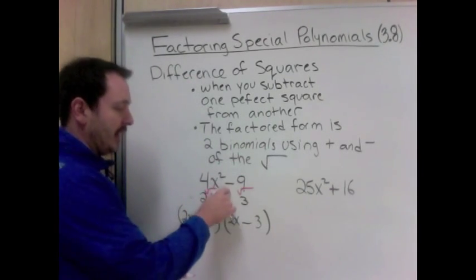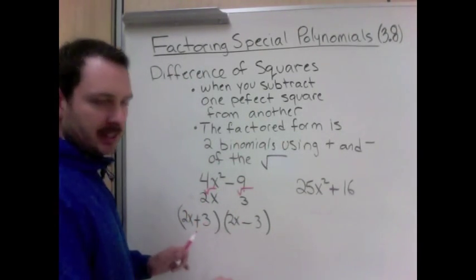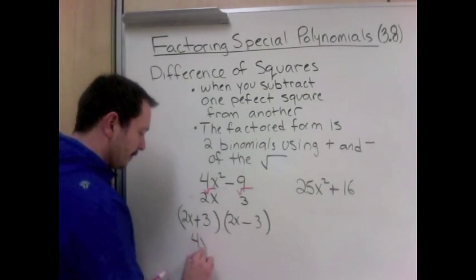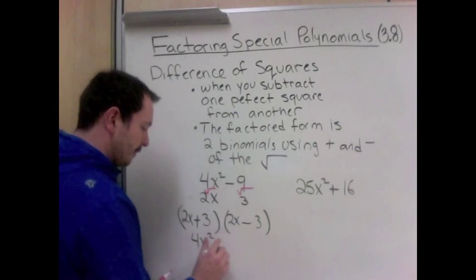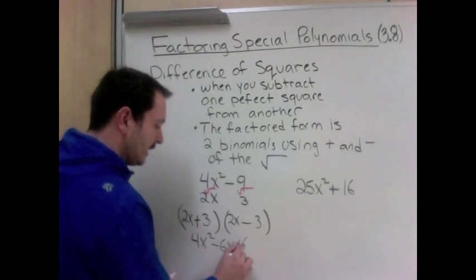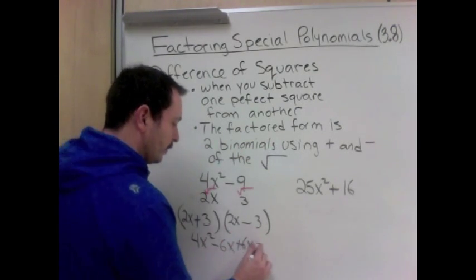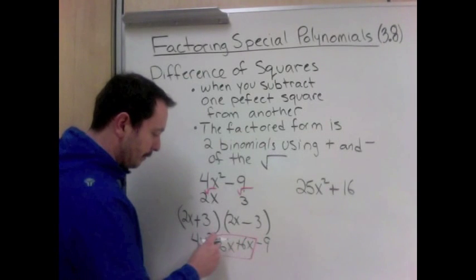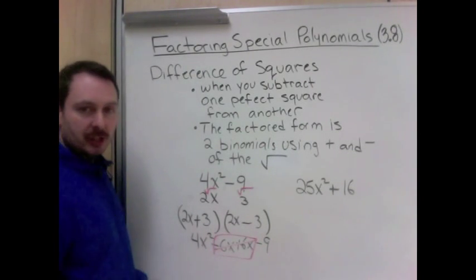If you were to FOIL this, the reason there's no middle piece, we're used to having trinomials where it'd be an x squared, an x, and a number. What happens is if we were to FOIL this, 2x times 2x is 4x squared. 2x times minus 3 is minus 6x. 3 times 2x is plus 6x. 3 times negative 3 is negative 9. And hopefully you can see that a minus 6x and a plus 6x cancel each other out.